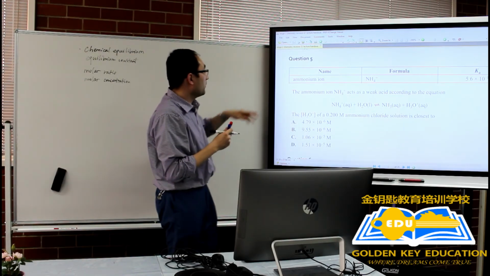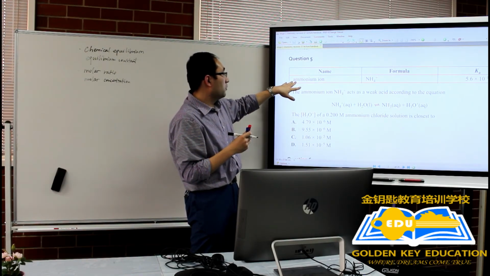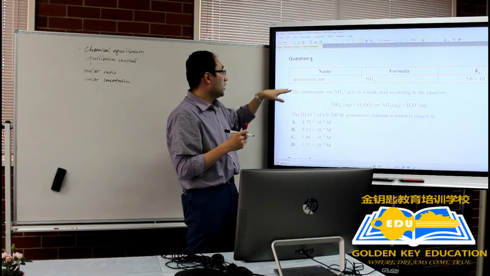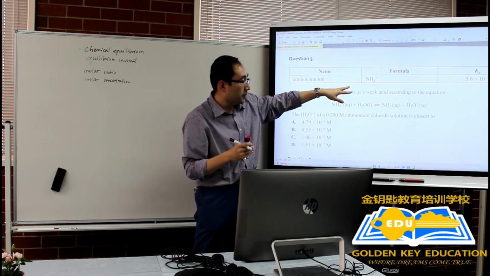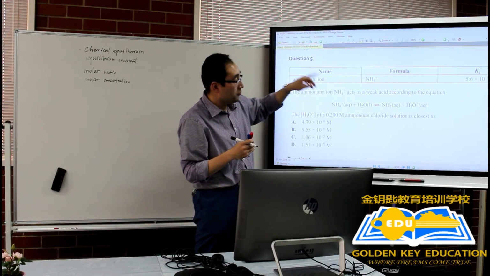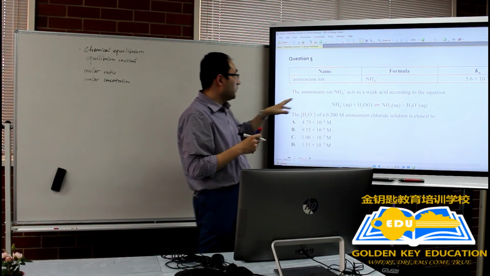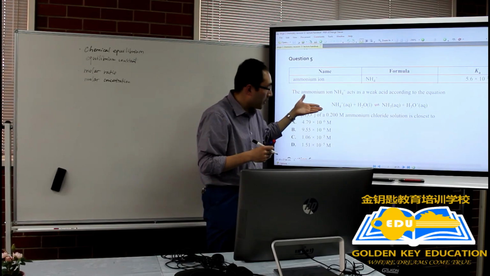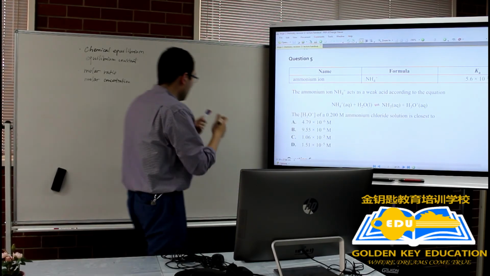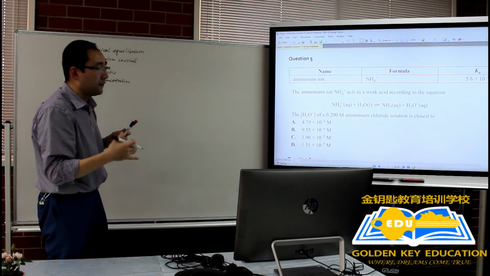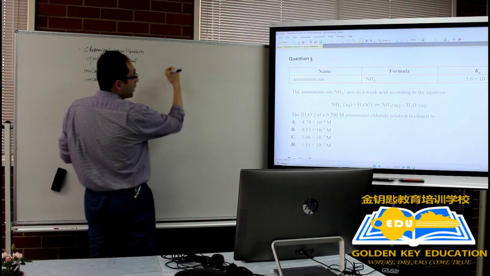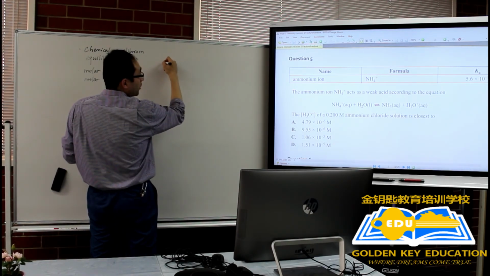We have a table looking at the chemical property of ammonium ion, NH4+, one single positive charge. The Ka given is 5.6 times 10 to the power negative 10. And then also given by the question, we have a chemical reaction. So to help with my further explanation, I'm going to write the equation on the board.